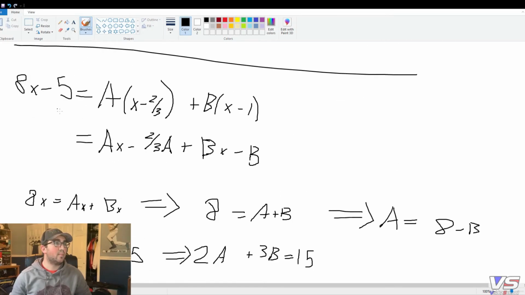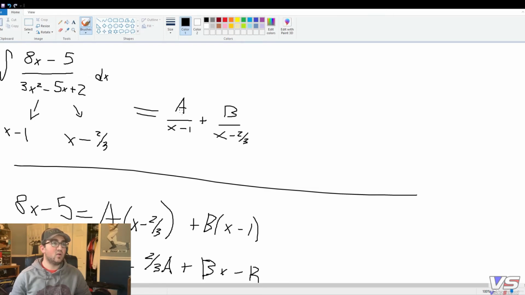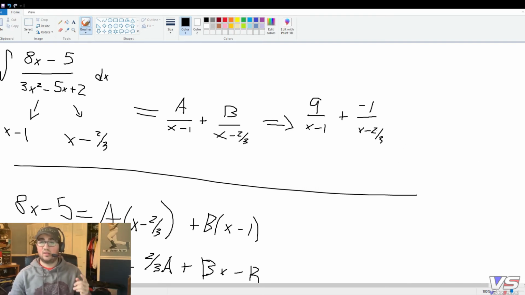Now we're just going to scroll back up to the top and look at our original thing. A over x minus 1 plus b over x minus negative 2/3. Let's use these numbers now. So now we have 9 over x minus 1 plus negative 1 over x minus 2/3. Awesome. There we go. But now we found that. Now we need to find the integral. So now we're going to do that exactly now.